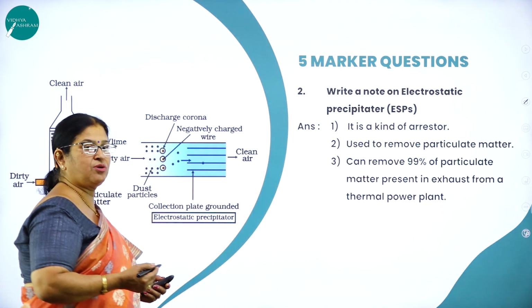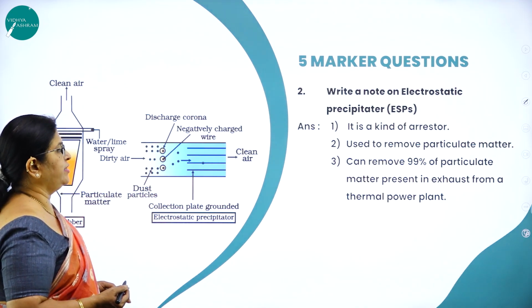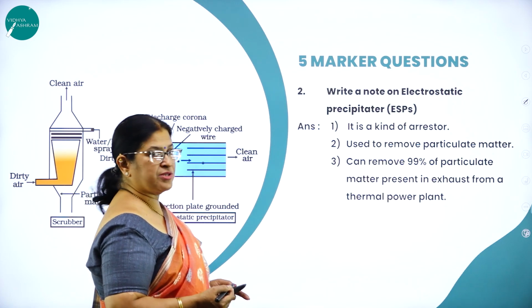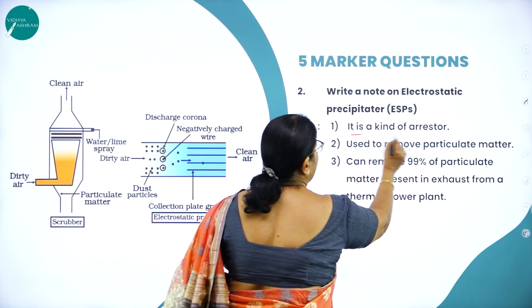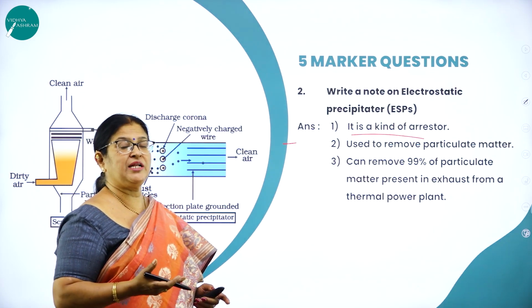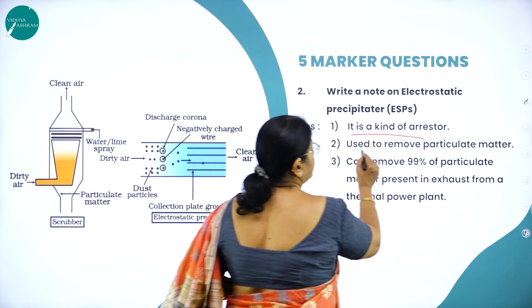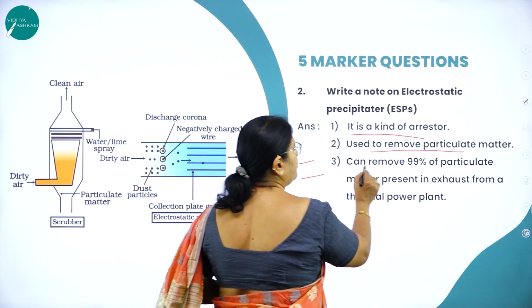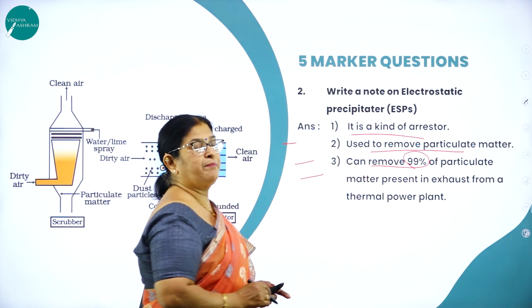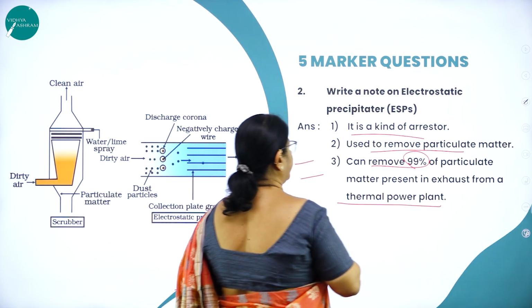One such is also the scrubber. But here, this is the electrostatic precipitator. It is a kind of arrestor. Arrest what? The dust, the particulate matter found in the dust is arrested. It is used to remove particulate matter and can remove 99% of particulate matter present in exhaust from a thermal power plant.